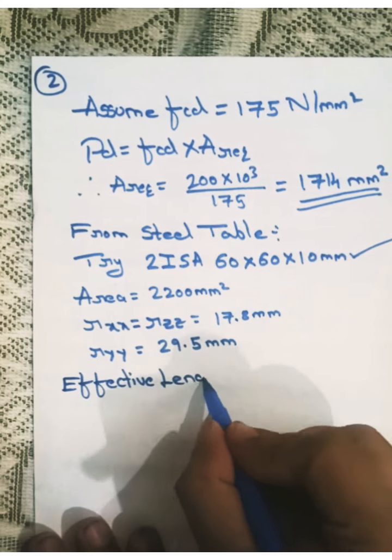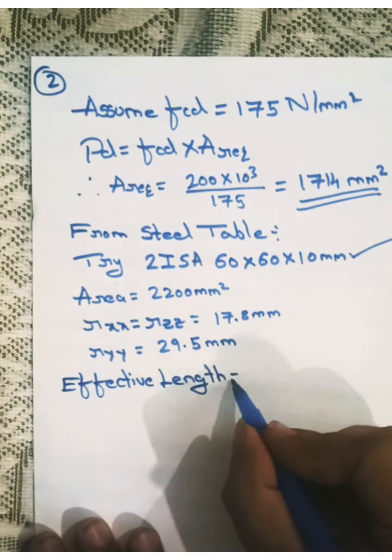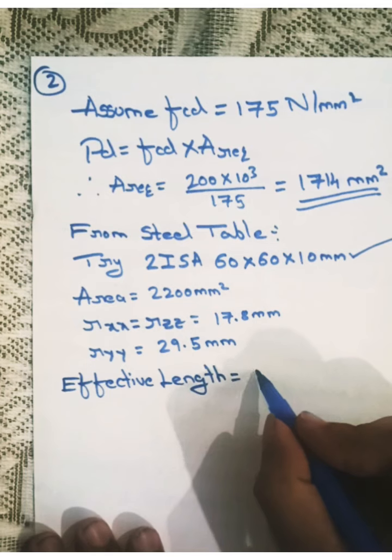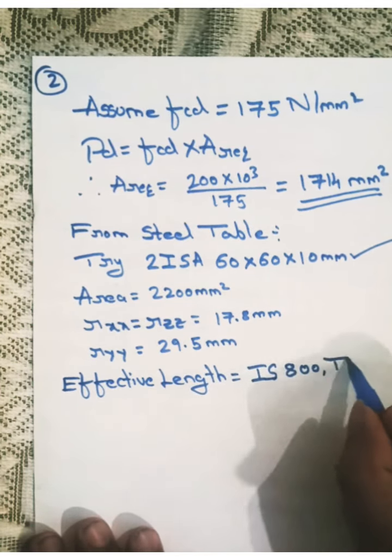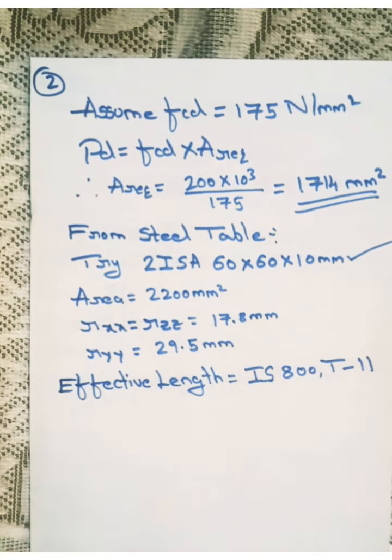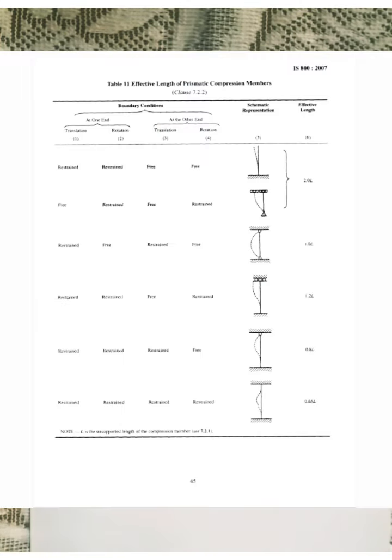So effective length we can find it using IS 800, Table number 11. You can see in Table number 11 there are different conditions given. For example, if it's a cantilever it is 2L. If both ends are hinged it is 1L. If one end is fixed and another end is hinged it is 0.8L.